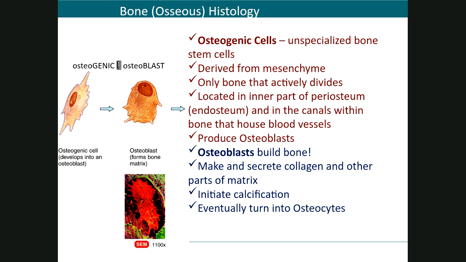So in review of this, I'm reviewing it a lot because you will be tested on the names of the cells and the functions. So again, the osteogenic cells are the stem cells, and they're within the mesenchyme, and they produce osteoblasts. The osteoblasts are the bone building cells. They're secreting the collagen, and they're initiating the calcification of the bone matrix. And they eventually become osteocytes.